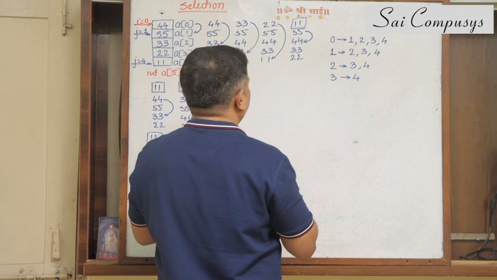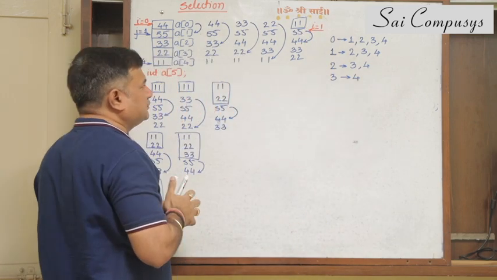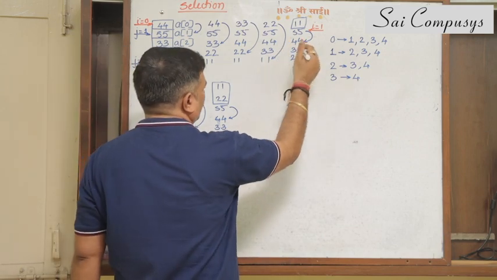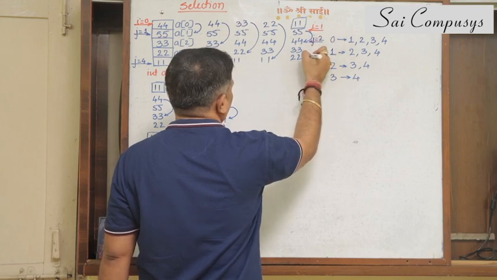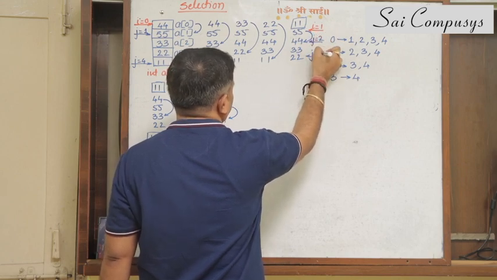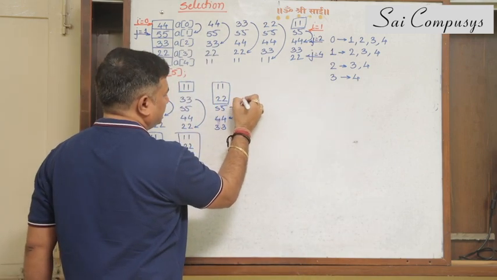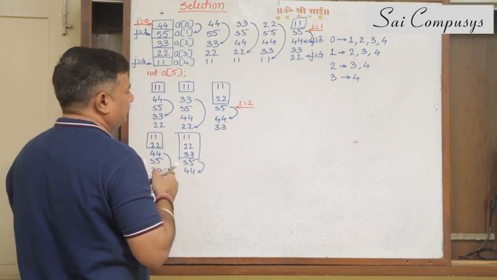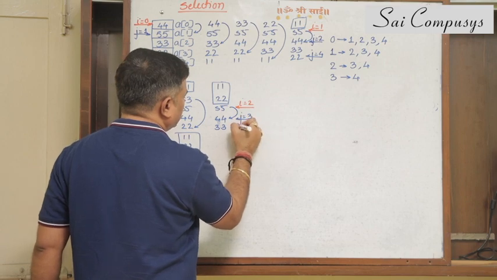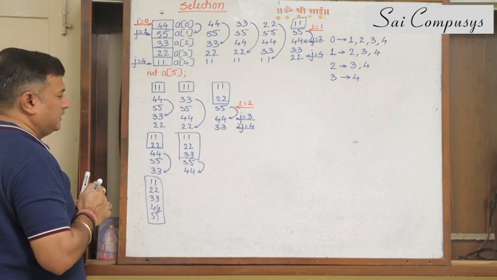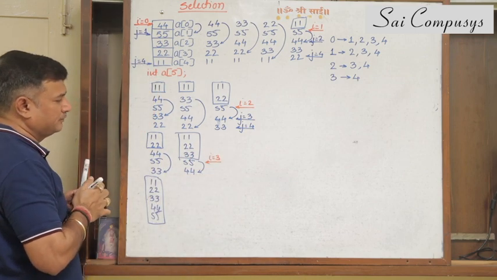Then I need to select the first element, so that i has to be 1. If i is 1, I need to compare with 2, 3, 4. So to access 2, 3, 4, I'll take the loop of j, which varies from 2 till 4. Next, select the second element and compare it from 3 to 4. So to access 3 and 4, again I use the loop of j. Finally, I need to compare A of 3 with A of 4.